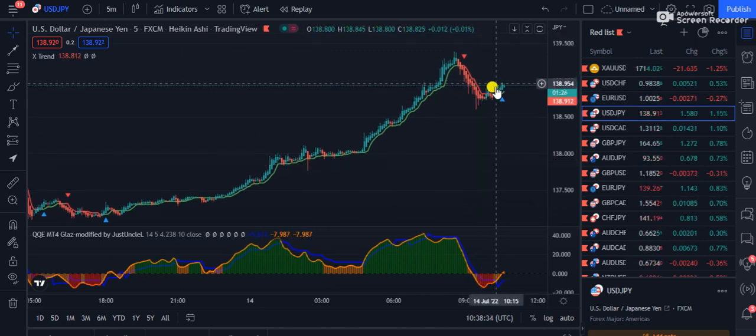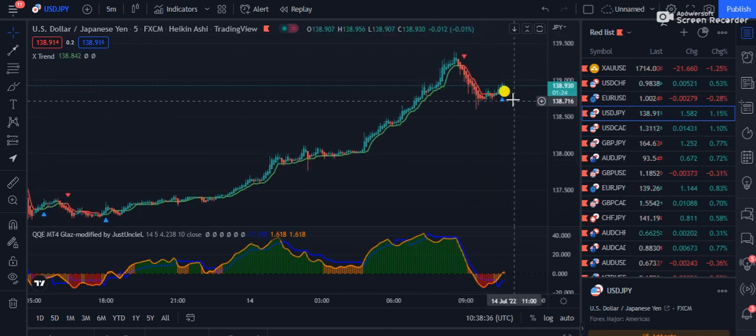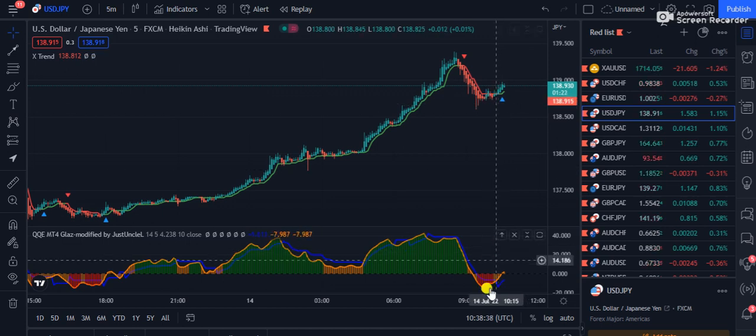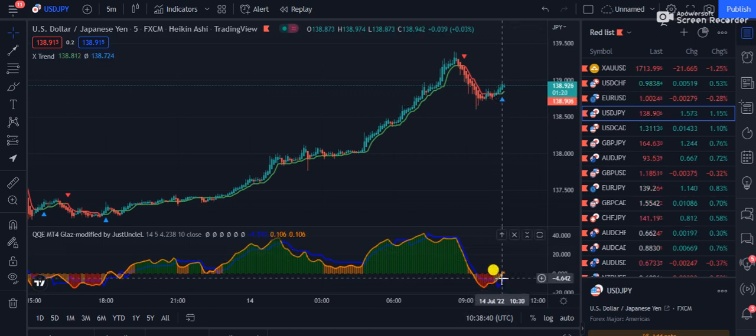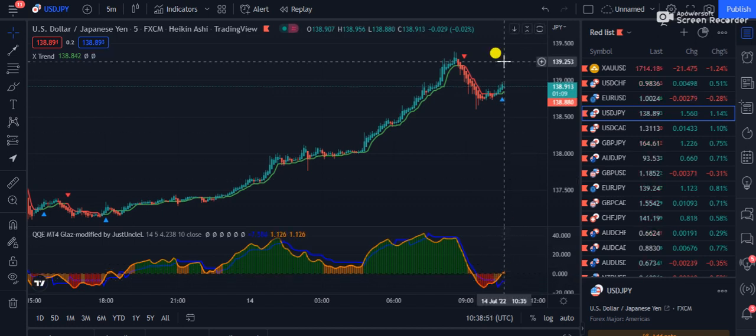Okay, now let's talk about the recent signal. The recent signal is the blue buy signal. But if you look here, the QQE indicator doesn't turn green. It means you have to wait for a proper entry. Once it turns green, then the entry is open.